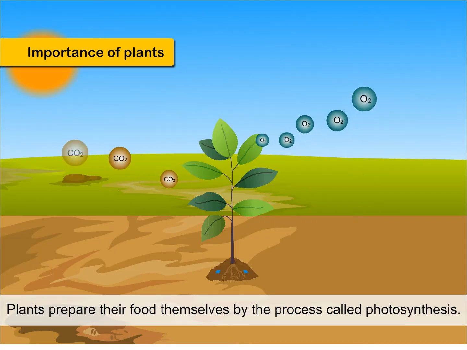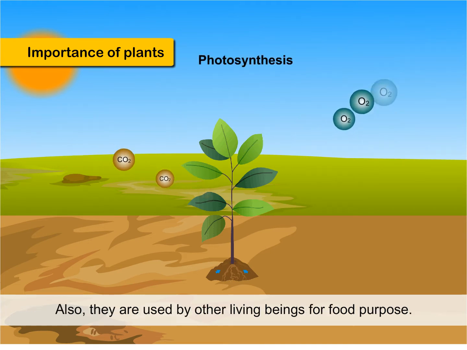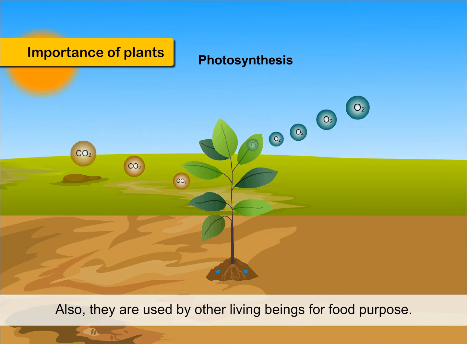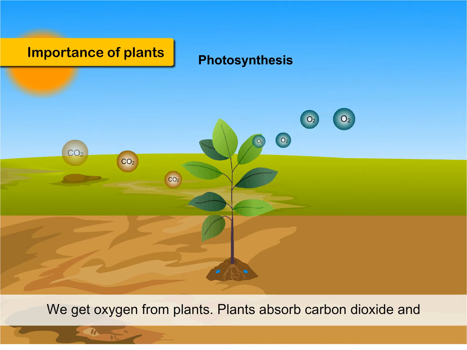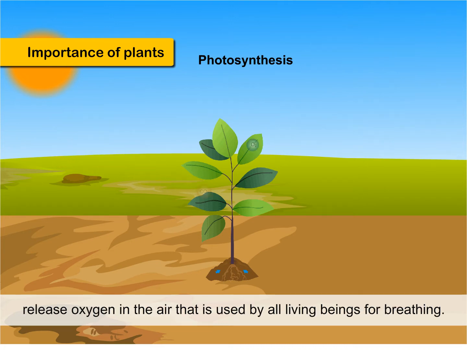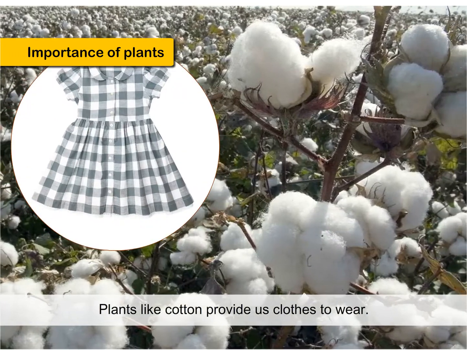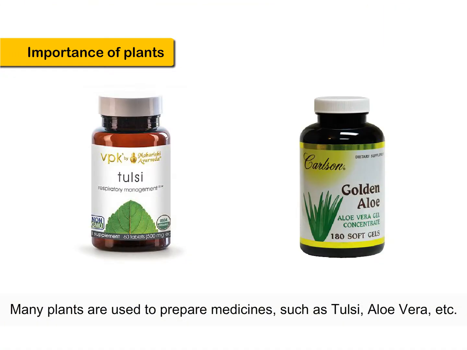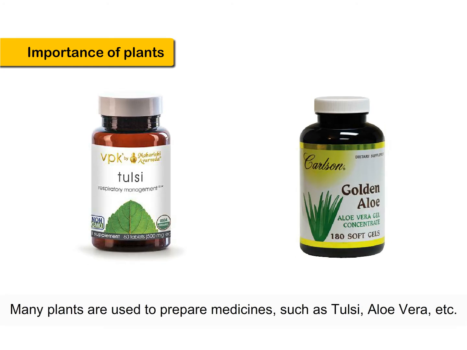Plants prepare their food themselves by the process called photosynthesis. Also, they are used by other living beings for food purpose. We get oxygen from plants. Plants absorb carbon dioxide and release oxygen in the air that is used by all living beings for breathing. Plants like cotton provide us clothes to wear. Many plants are used to prepare medicines such as tulsi, aloe vera, etc.